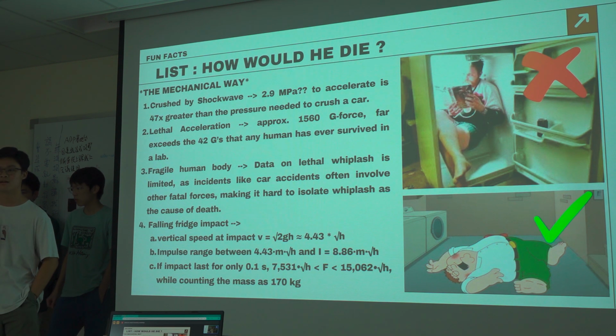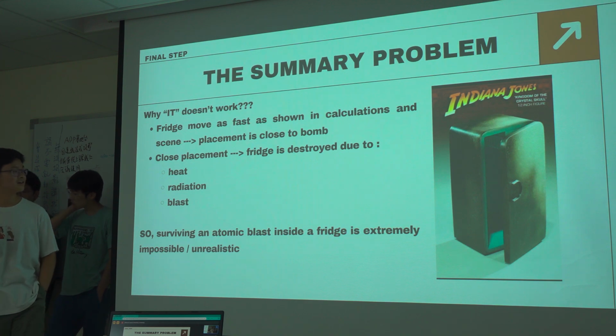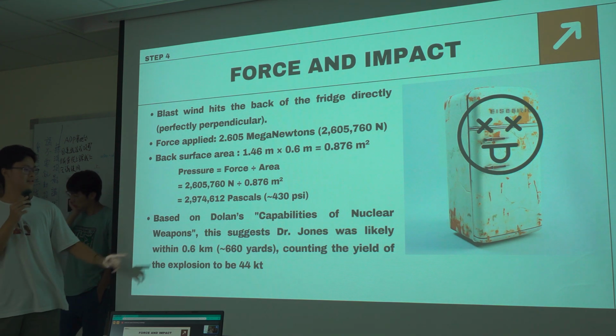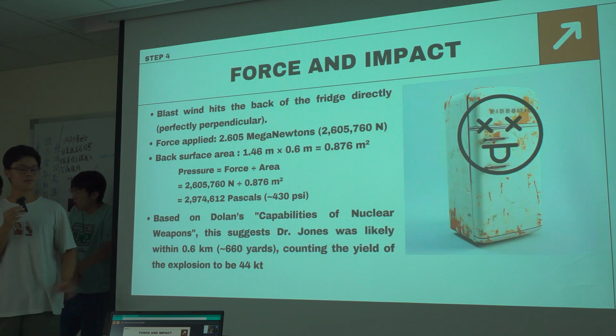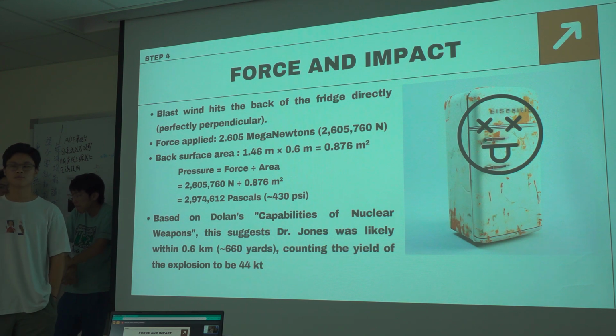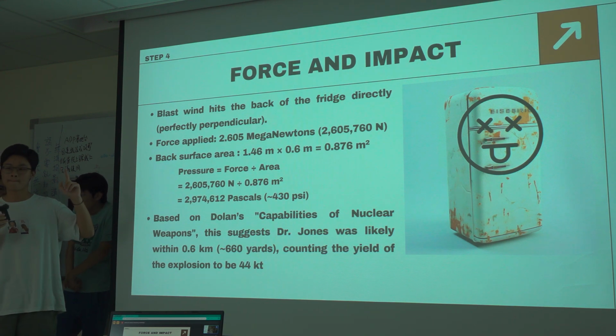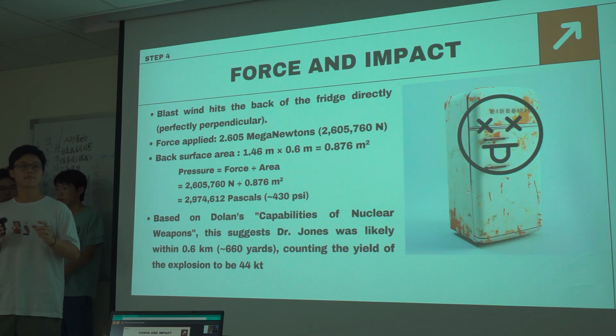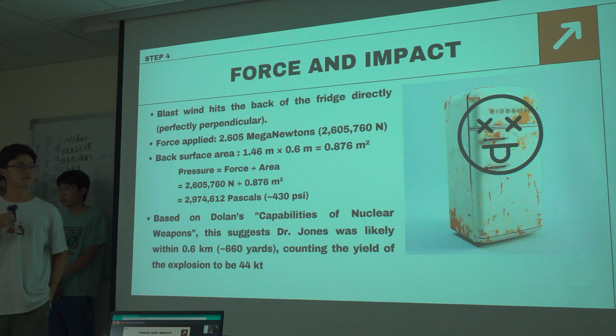Sorry, I didn't understand. Why did you come to this conclusion? Can you show the numbers? Because based on Dolan's, I've counted the formula is supposed to be: the distance is equal to the yield of the bomb, for which I used 44 kilotons, to the power of 1/3, times the proportionality constant.